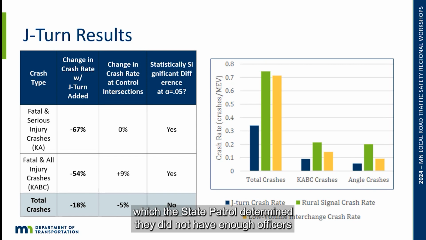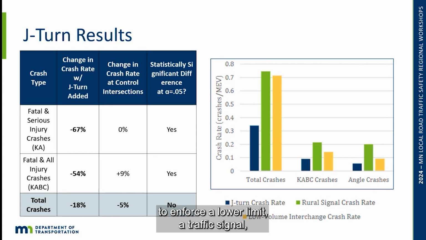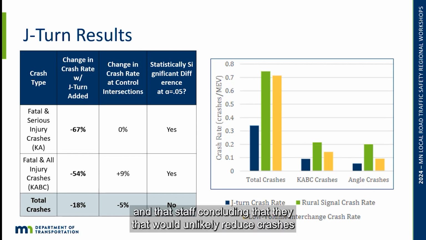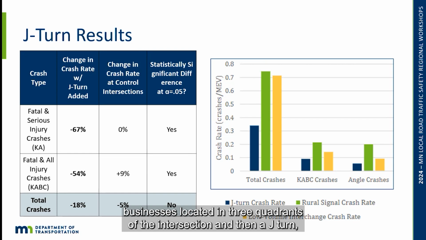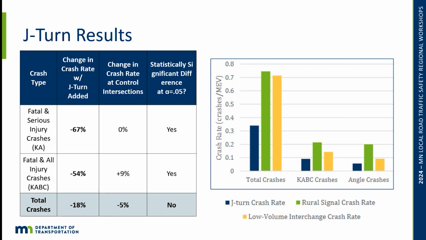The RSA also evaluated a traffic signal, with staff concluding that it would be unlikely to reduce crashes, an interchange, with designers concluding that a typical interchange would wipe out businesses located in 3 quadrants of the intersection, and then a J-turn.